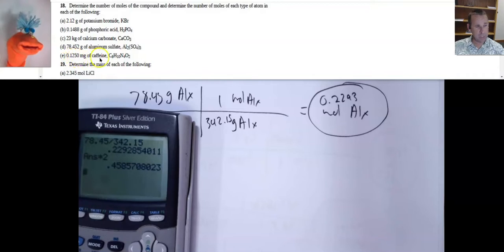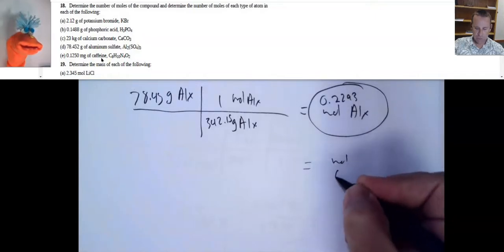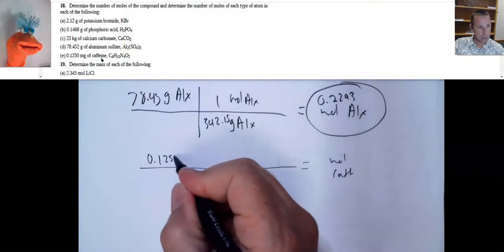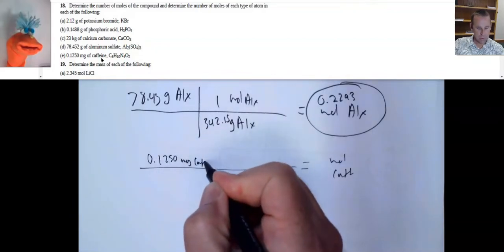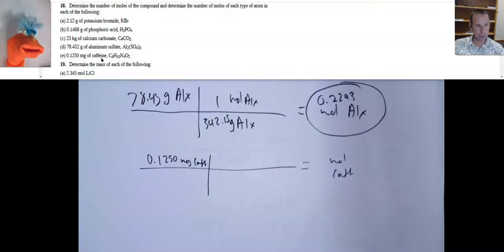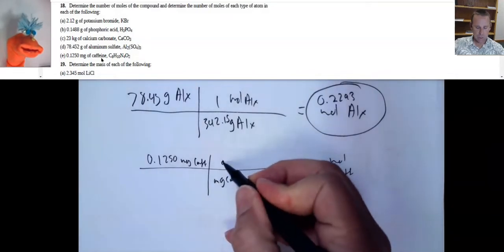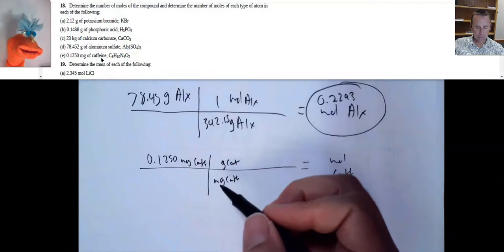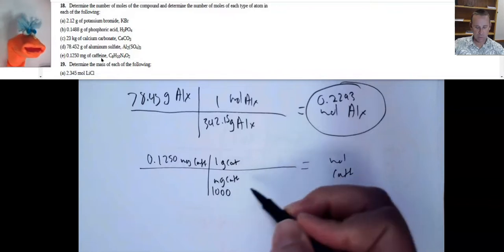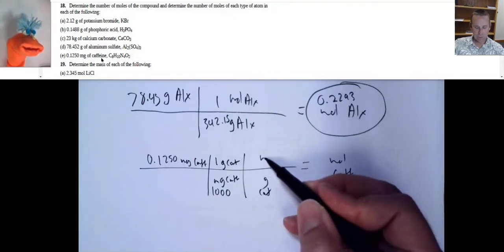0.1250 milligrams of caffeine. I would like to know how many moles of caffeine. All right. 0.1250 milligrams of caffeine. What do you have to do? You have to get the grams. That's right. I need to go from milligrams of caffeine to grams of caffeine. What's the ratio? 1 gram for 1,000 milligrams? Yeah. Okay, now I'm in grams of caffeine. And now I just need to go to moles of caffeine.